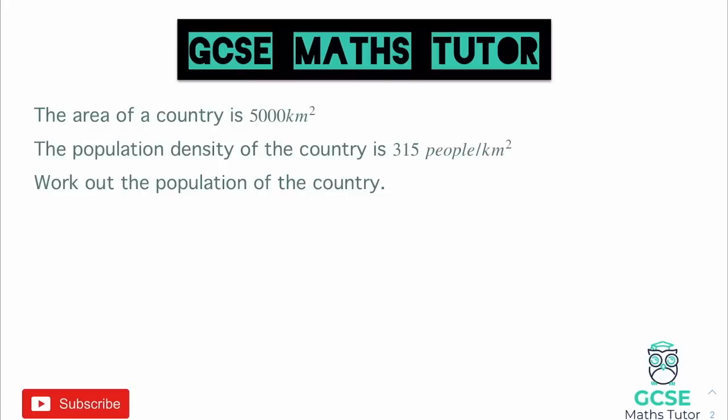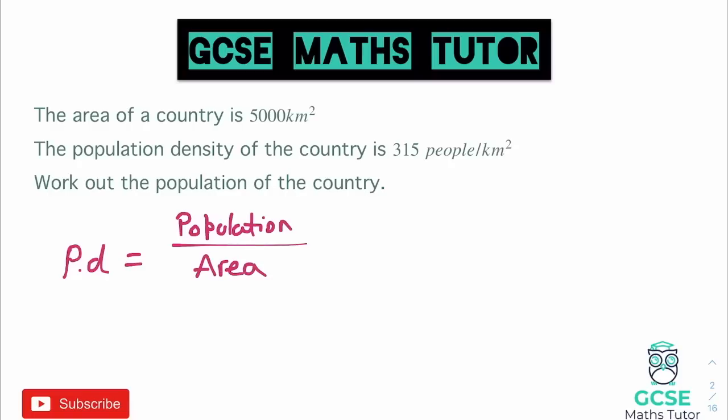Okay, so when looking at population density, we can think about a formula for this. So to work out the population density, which I'll write as PD, you would actually do the population, so the amount of people, population, and you would divide that by the area. Okay, so that is what we would do to work out the population density. Let's just write that P there.